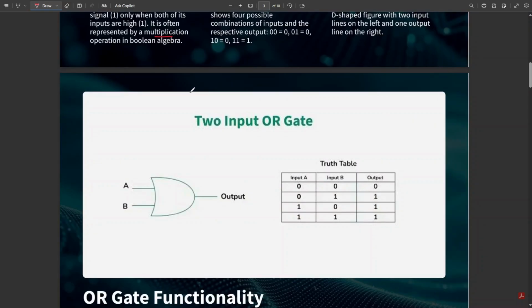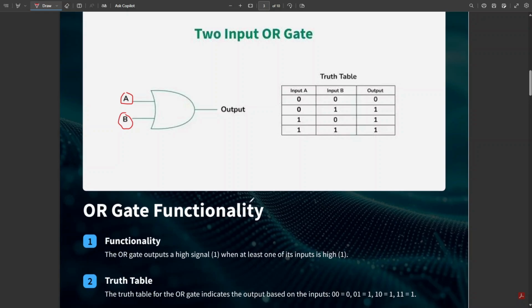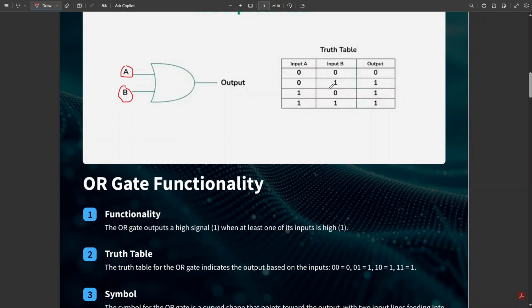So next up, we actually have the OR gate. To be more specific, we have a two input OR gate. Like the AND gate, we have two inputs here, one is A and the other one is B. If you look at the truth table, we can see we have 0, 0, which is 0. But if even one of the inputs is 1, then we'll get 1 as an output. We have B as 1 here, but A as 0 here, but that doesn't matter. If one of them is 1, we'll still get 1 as output.